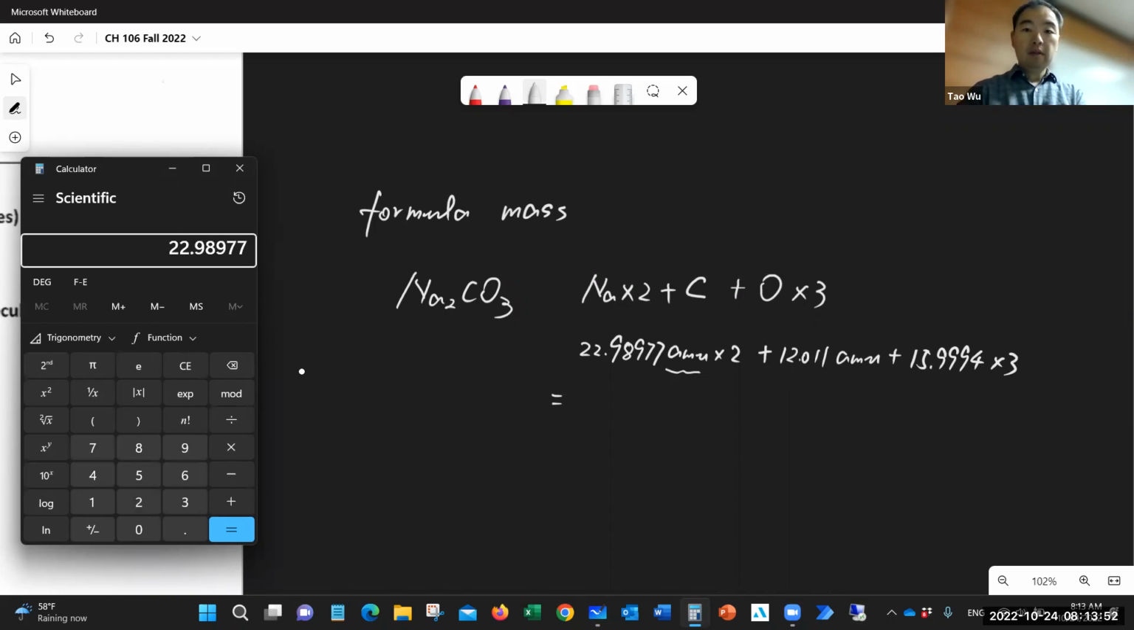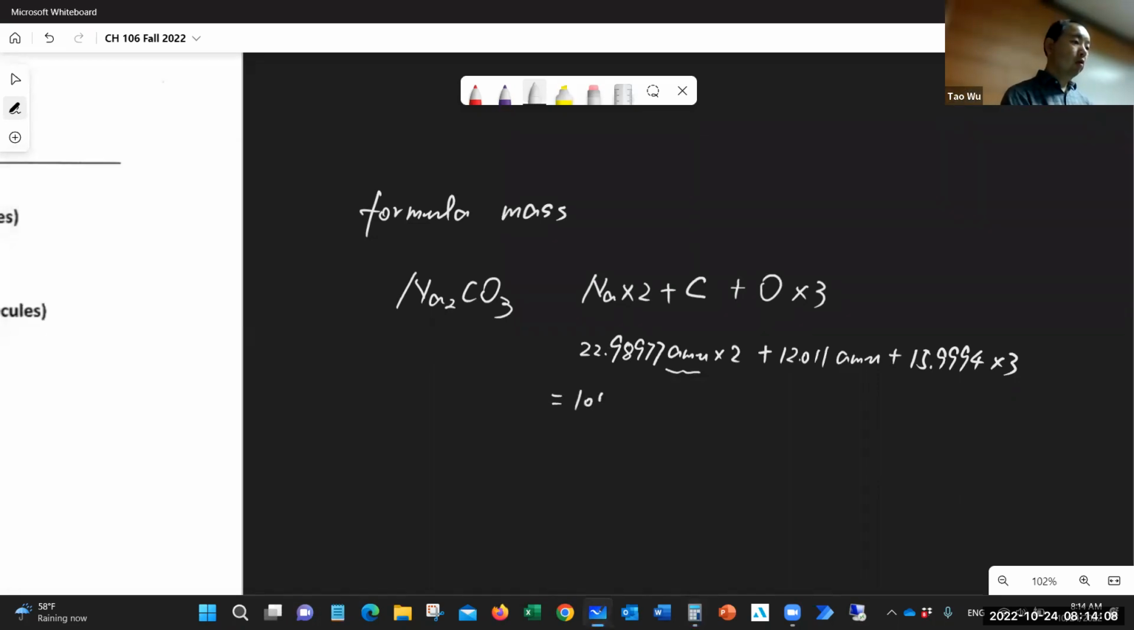You put that into your calculator, and the overall together is the formula mass: 22.98977 times 2 plus 12.011 plus 15.9994 times 3. And you got 105.98874. So that's going to be the AMU, which means this is the formula mass of sodium carbonate.